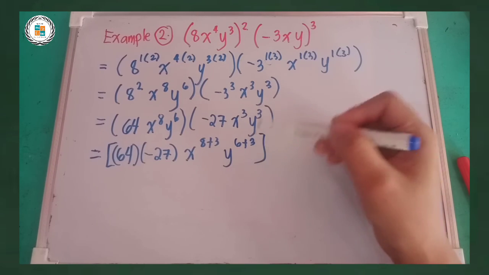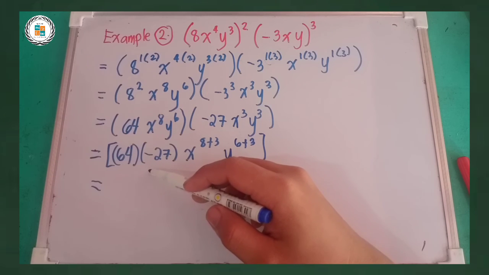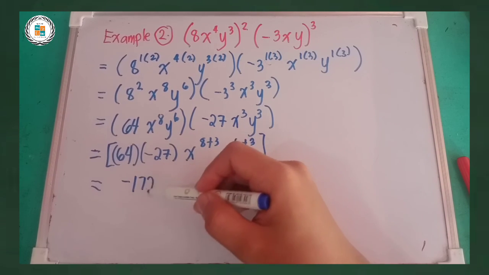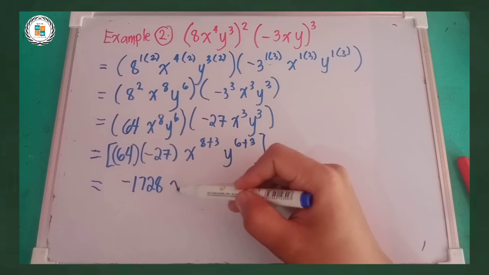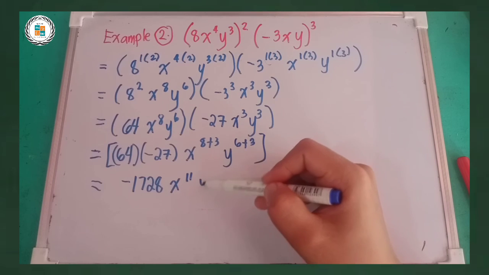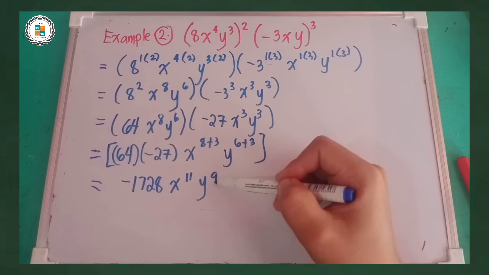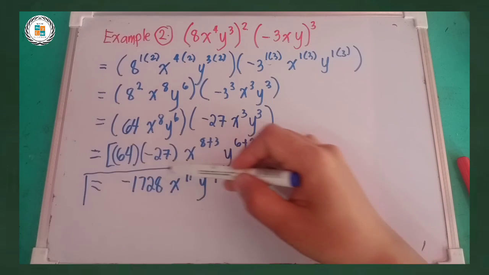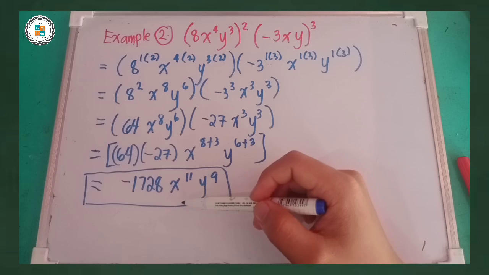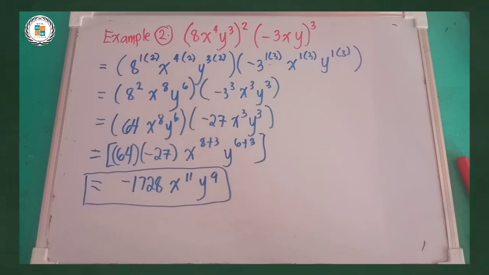Okay. Then simplify. 64 times negative 27, the answer is negative 1,728. Okay. X raised to the power of 8 plus 3, that's 11. And y raised to the power of 6 plus 3, that's 9. So this is the final answer. So the final answer is negative 1,728 x to the power of 11 y to the power of 9. I hope that's clear.